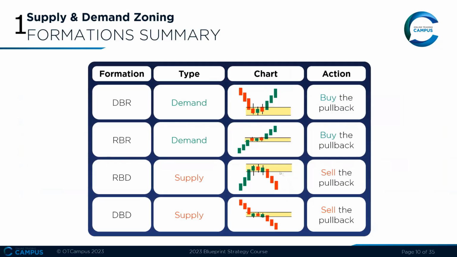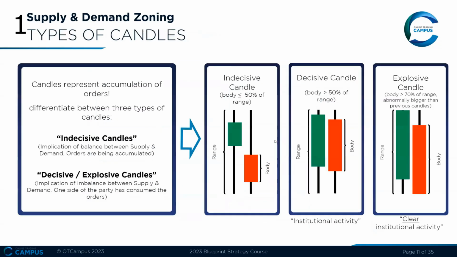Now, as it comes to the base, the base is the other thing that's important for us. We already know the base should maybe consist of indecisive candles. They show a balance, and then we go from balance to imbalance.